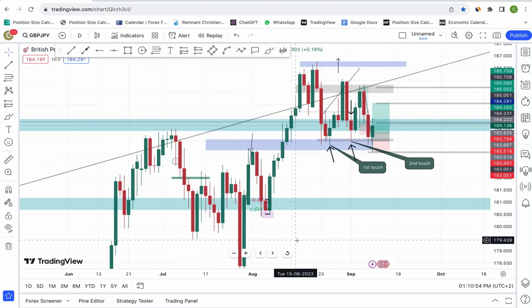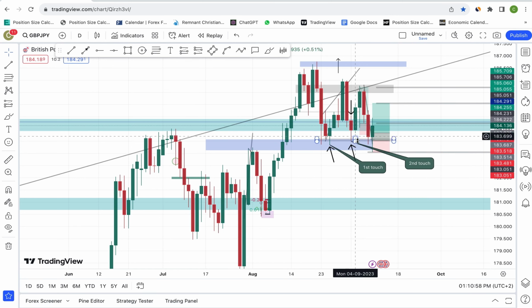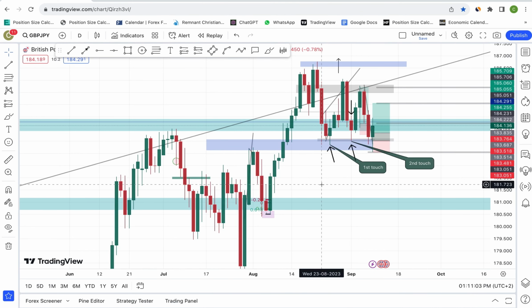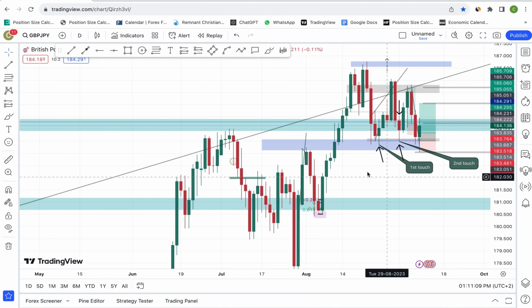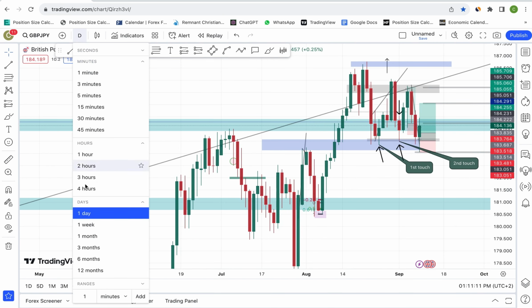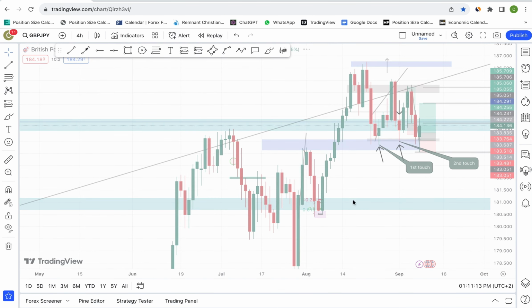In my previous video I showed how you take a trade from the second touch in this flip zone right here. You can see the flip zone. This is a flip zone trade in GBP JPY. So I'm in my daily time frame. We are going to be going to the 4-hour time frame to see how we take a trade from our third touch, which I'm going to be emphasizing in this video.